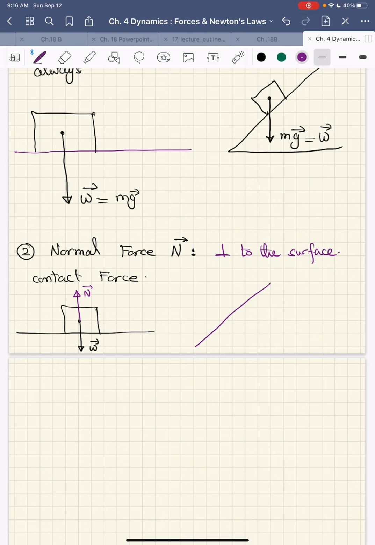Which means if I have my object on an inclined plane now, they will not be opposite to each other anymore. Okay, then the normal is perpendicular to the surface, and mg is this way. If we have the object in the air, we don't have any normal. We don't have normal at all.